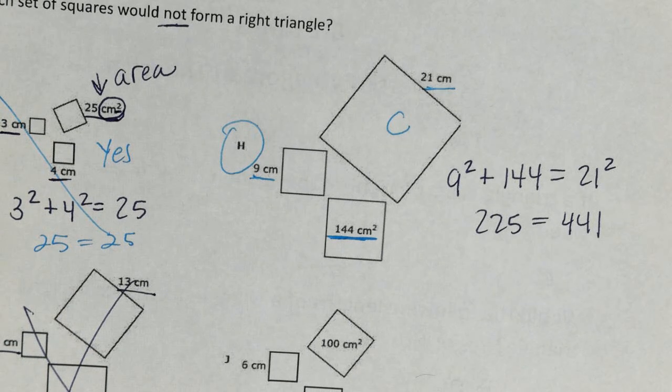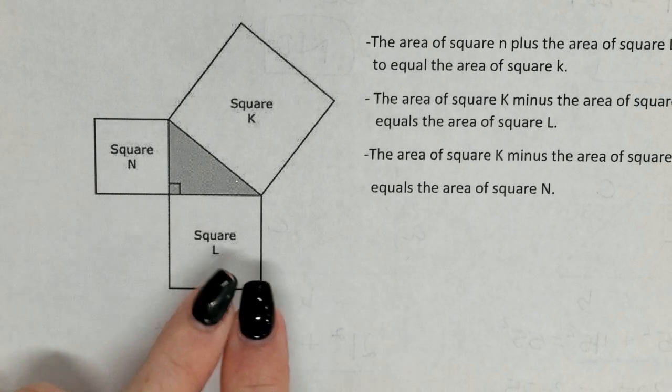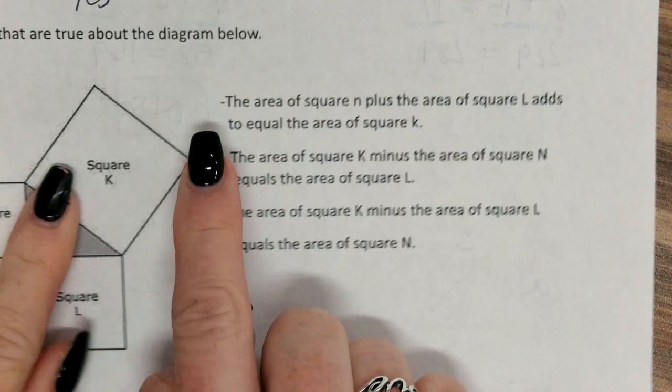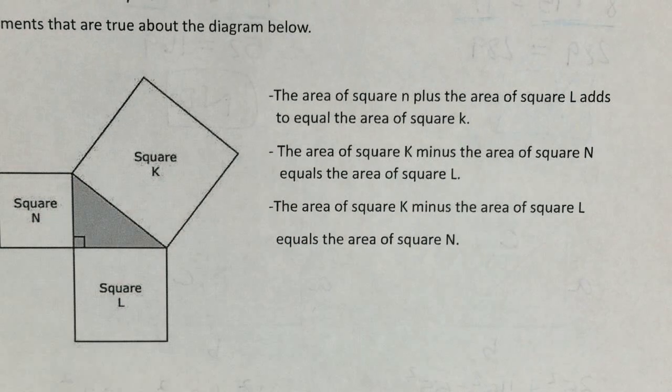Okay, this last question is a question that has popped up on the STAR test multiple times. There's nothing to solve. All they're wanting you to do is write a statement that's true about Pythagorean theorem. So everybody look. What do we know? Square n plus square L has to equal square k. All right, so look. This says the area of square n plus the area of square L adds up to equal k. Everybody agree?